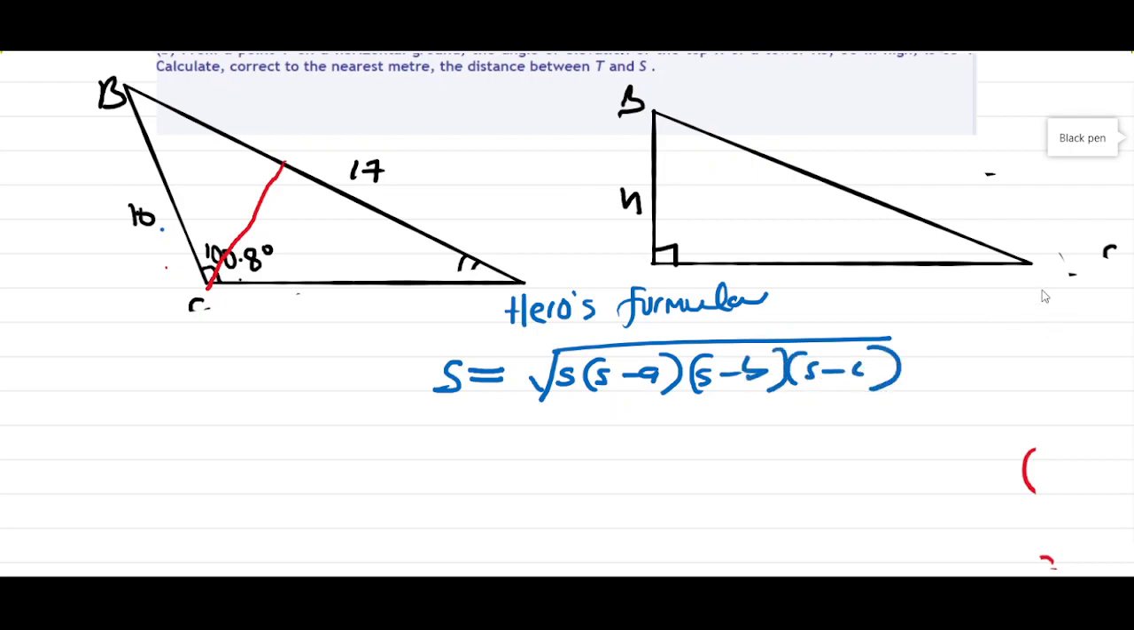Why I like the formula is that it's actually easy to remember. You just put s, then you put s minus a, s minus b, s minus c. But then s is not too hard to get. s is just a plus b plus c, then you divide everything by 2. That is the value of s.